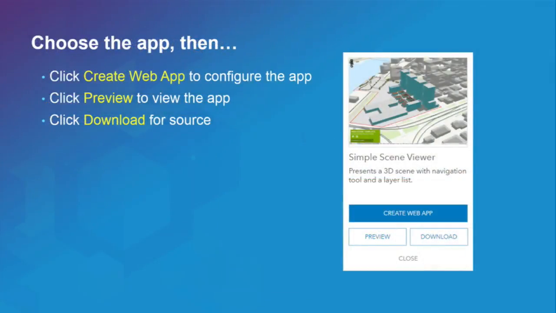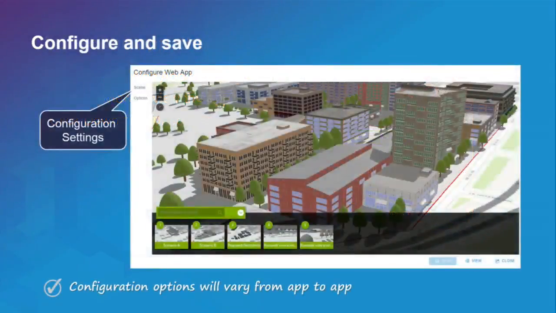Similar to the map-centric view, you're going to open up the gallery of applications. You're going to have three options: the option to preview, the option to create a web app, and again, that's configuring, or the option to download. For the three scene-based apps that I'll be showing, the configuration experience is essentially the same as it was for the basic viewer. There are going to be some tabs on the left and some options that you can check on and off.